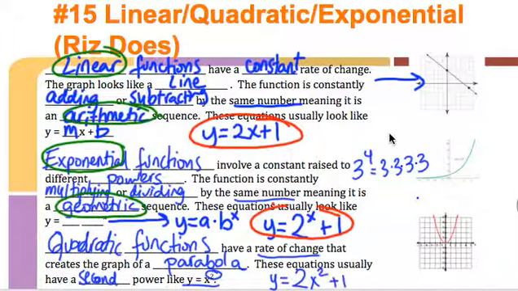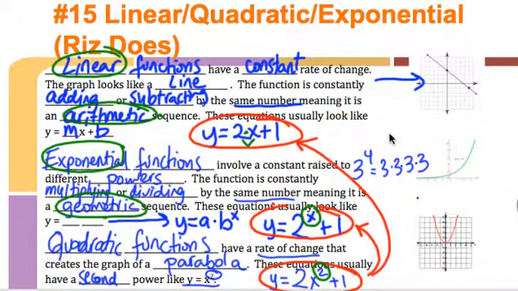So notice how this is also different from this one and from this one. This one has a second power, which makes it quadratic. This one has x in the exponent, which makes it exponential. And this one is just multiplying 2 by x, making it linear. Okay, so let's dive into some examples here.